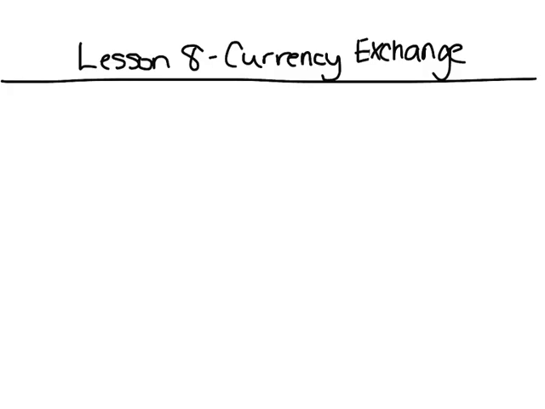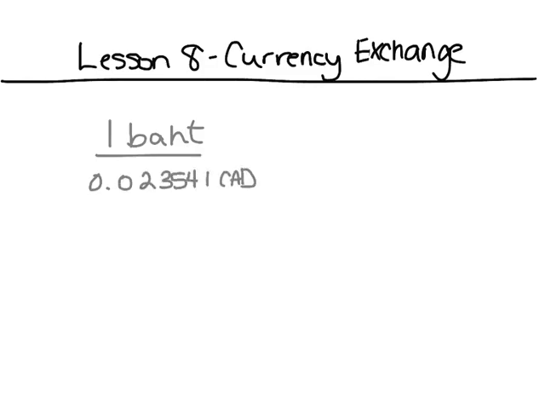We know that 1 Thai baht is 0.023541 Canadian dollars. So just looking at this, we know that the Canadian dollar is worth more because you need more bahts to make a Canadian dollar.